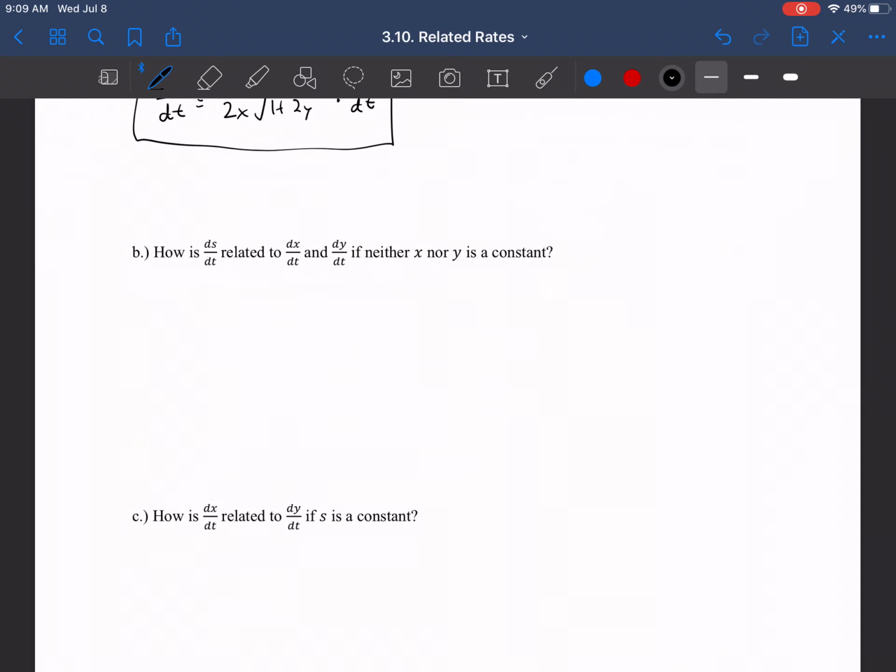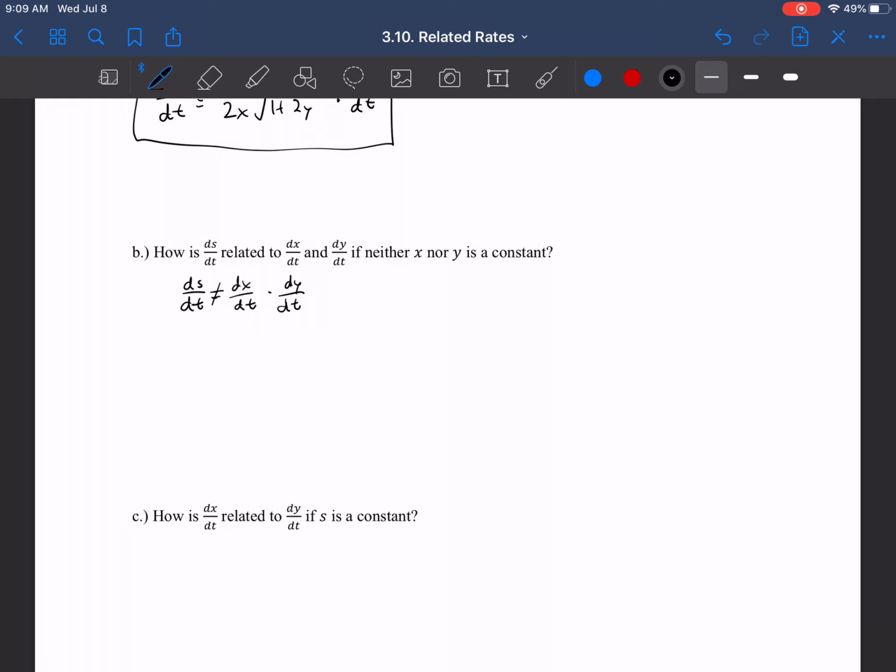How is ds/dt related to dx/dt and dy/dt if neither x nor y is a constant? So neither one of them is a constant, then how are they related? Well, if we write ds/dt, we can't just say it's dx/dt plus dy/dt. Those are not equal, right? There's nothing that's going to cancel out. These two things, not equal. So we can't do that.